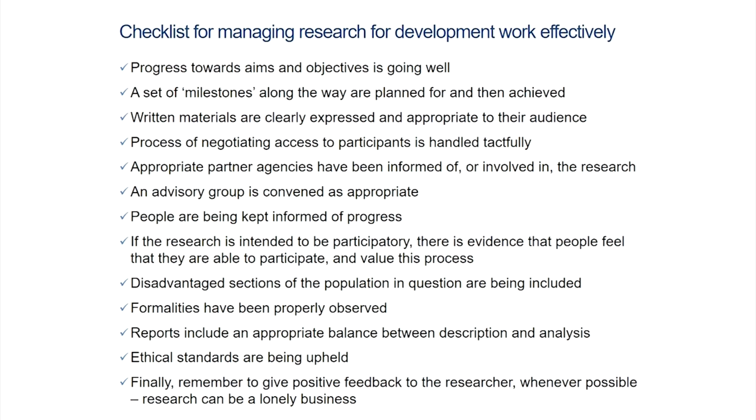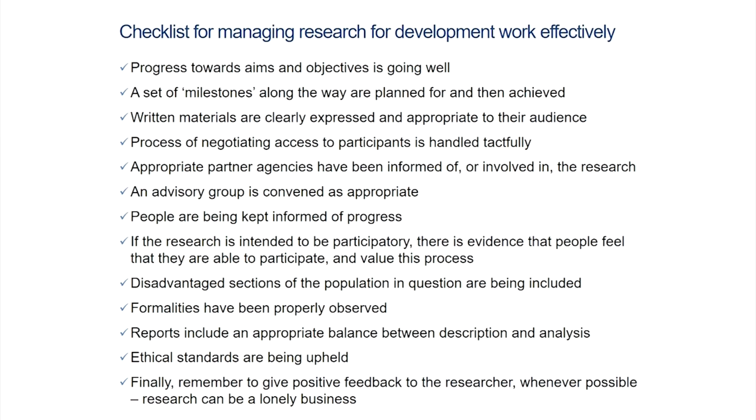One is whether progress towards aims and objectives is going well or not. A set of milestones along the way that are planned for and then achieved. Written material should be clearly expressed and appropriate to their audience. The process of negotiating access to participants is handled tactfully. Appropriate partner agencies have been informed of or involved in the research. An advisory group is convened as appropriate. People are being kept informed of progress.